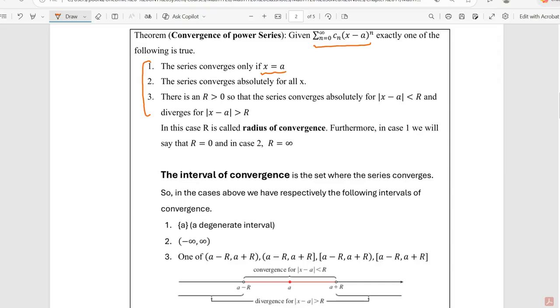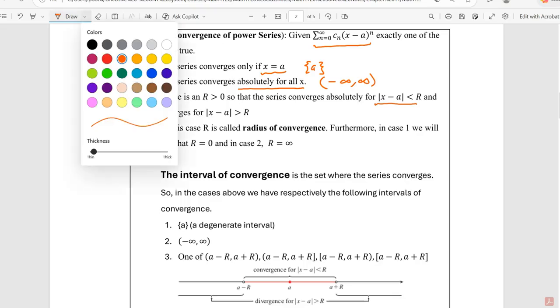So here it's convergent for only one value of x, which is a. Conversely, the series converges absolutely for all values of x. That means the series is convergent for all values of x from negative infinity to infinity. Lastly, there is an R positive, so that the series converges absolutely only for these values.